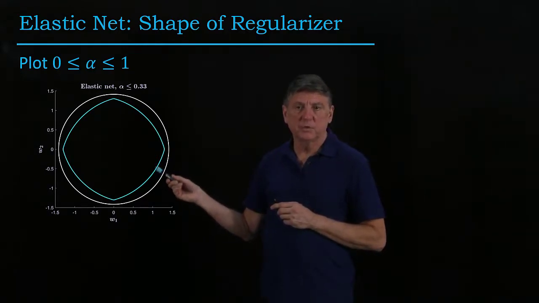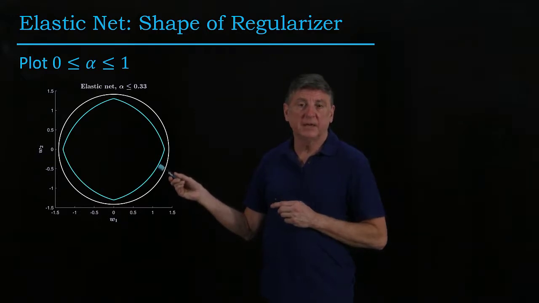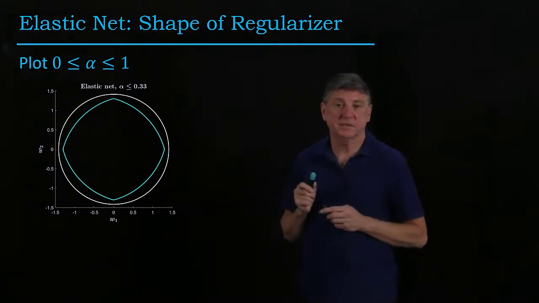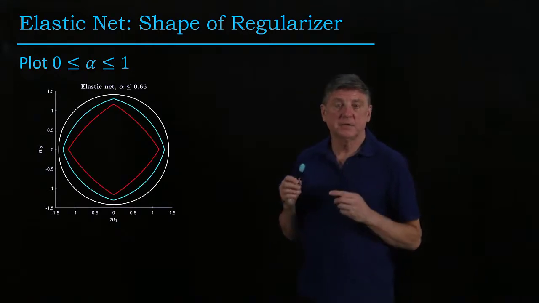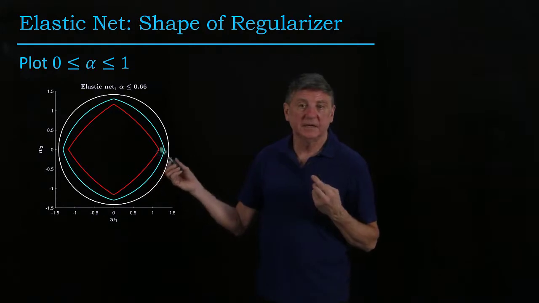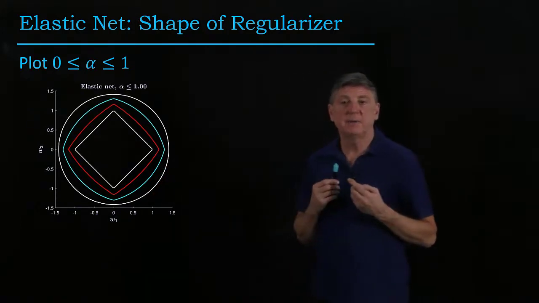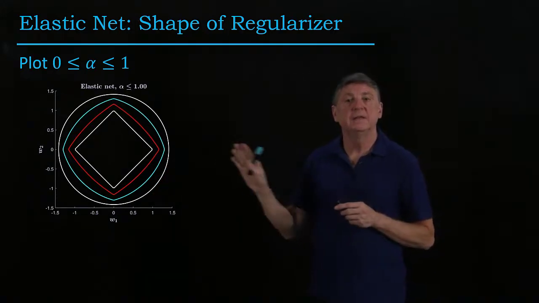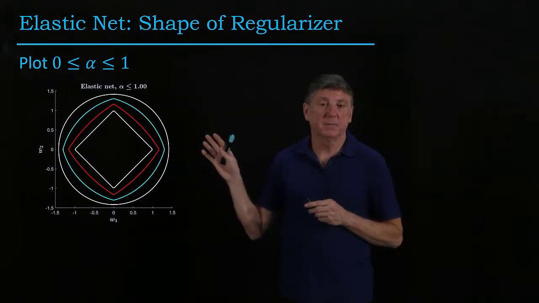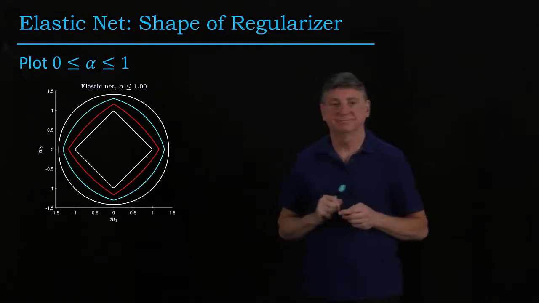If the optimum point, a minimizer, was on the boundary here, then it would look more like a ridge regression. And as it approaches a corner, it's going to be looking more like a selection process. If I increase alpha to 2/3, what I get is it is increasingly square, and by the time alpha equals 1, this is the shape of our regularizer. So it's become a more or less pure lasso.